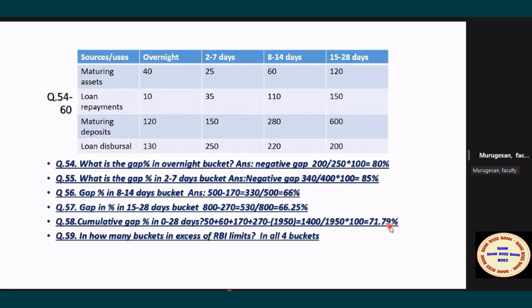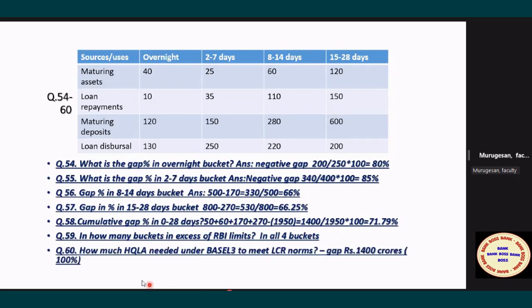RBI has how many buckets in excess of the RBI limit? In all the 4 buckets. So the answer is simple. Now this is an important question. The last question is now a new concept, the LCR, the HQLA, high quality liquid assets.